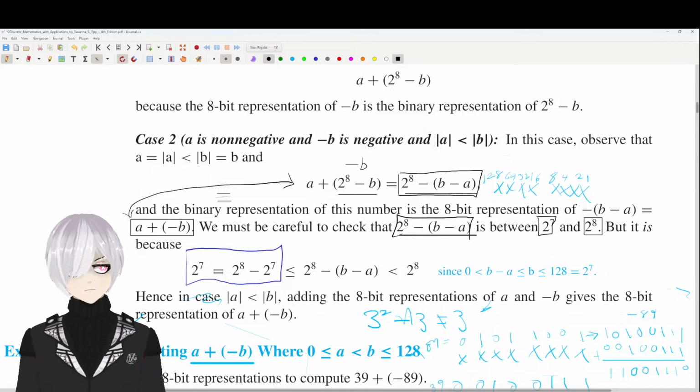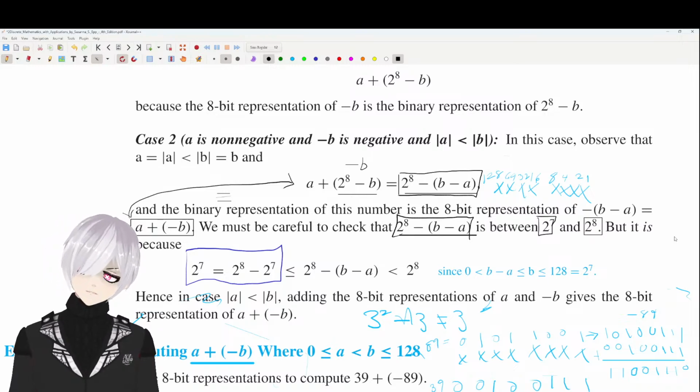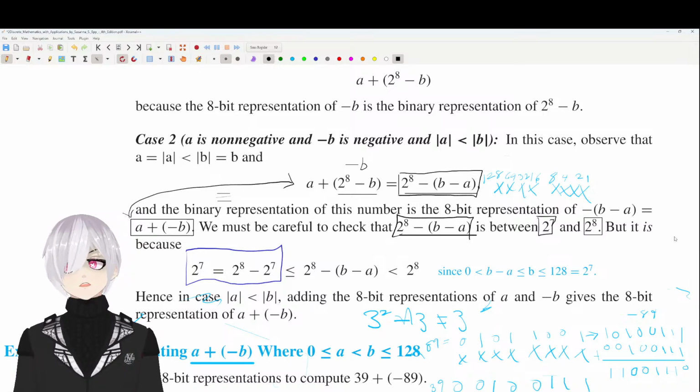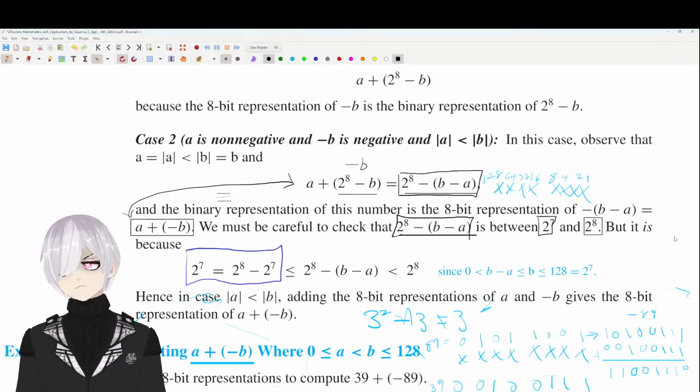I see. And also, if you're less than 2 to the seventh, you end up with a leading zero. Yeah, because if you have 8 bits, the leftmost spot is the 2 to the 7th place. And if you're less than 2 to the 7th, there's going to be a zero in the 2 to the 7th place. I see. Has to be negative. Interesting.